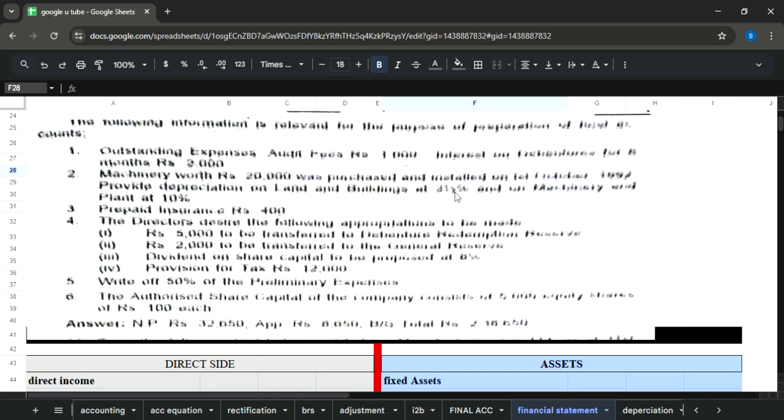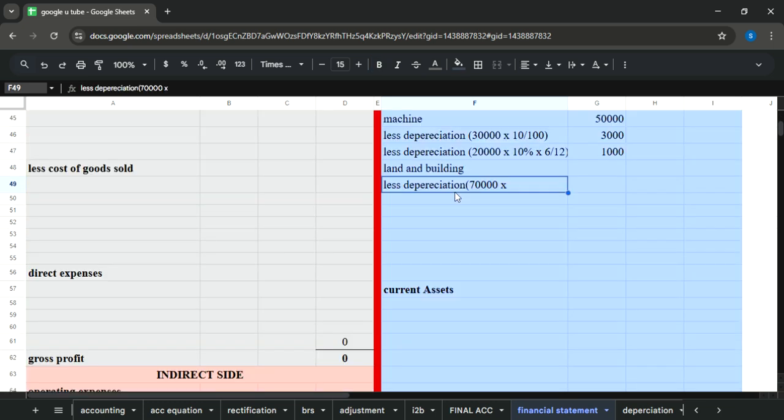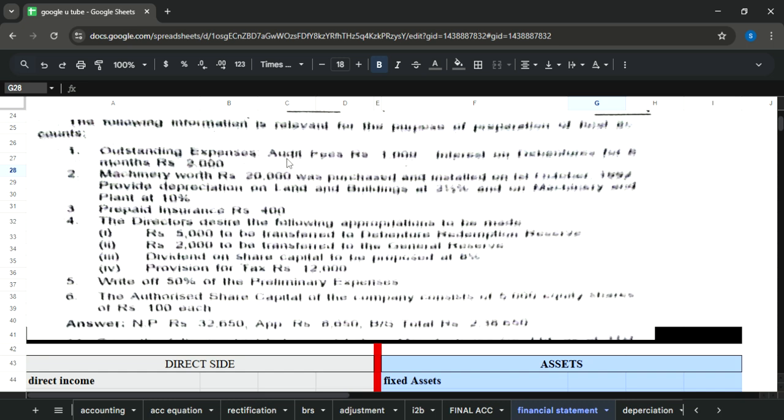If you are unable to see it, I am telling you that land and building is 2 into 1 over 2. 2 into 1 over 2 means 2 and a half, so 2.5% you will take. In this way you will be able to calculate depreciation. So please note, what was 70,000? That was the value of land and building, and then we have taken 2.5%. In this way depreciation is calculated. The value of this asset was 70,000. In this way the second adjustment is completed.